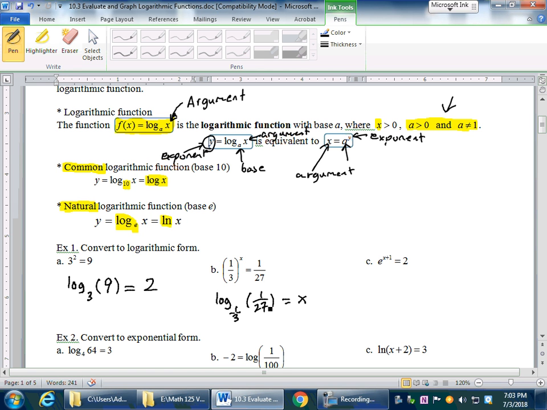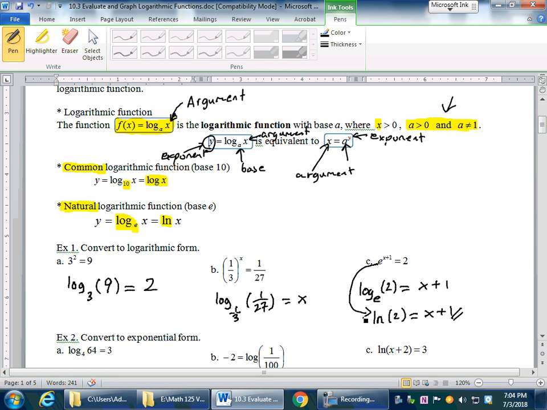Next, e to the x plus 1 is equal to 2. In this case, my exponent is x plus 1, the base is e, and my argument is 2. To write it in a more proper way, whenever you have log of base e, we use the notation ln. So ln of 2 is equal to x plus 1. This will be the final answer. Try to get used to going from here to there right away.